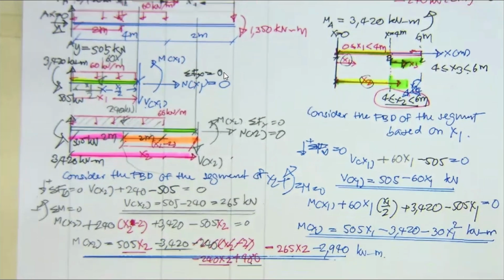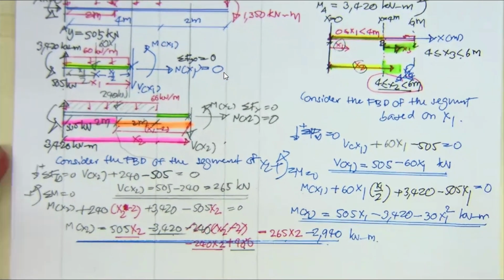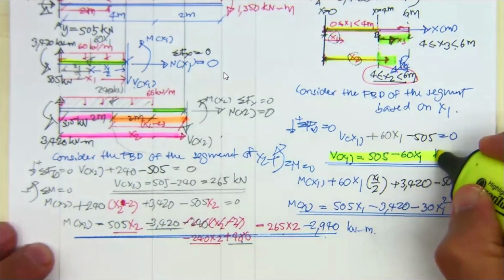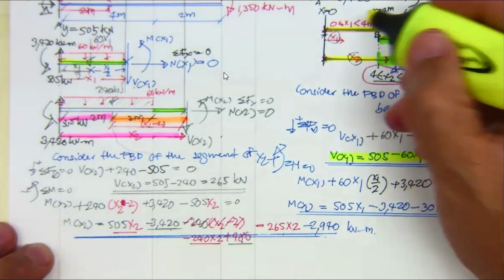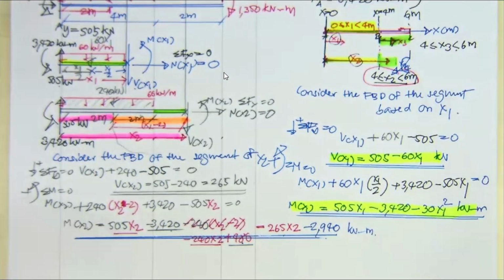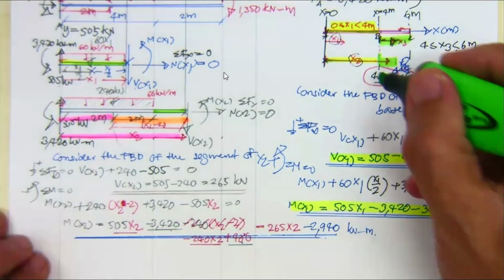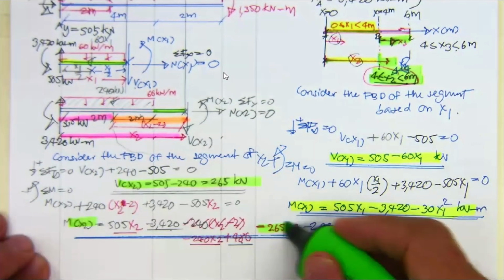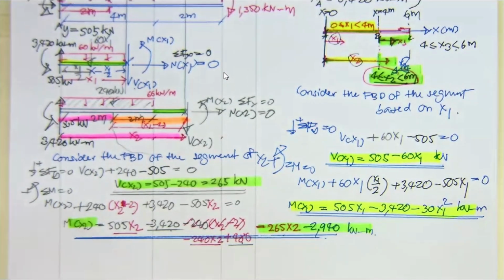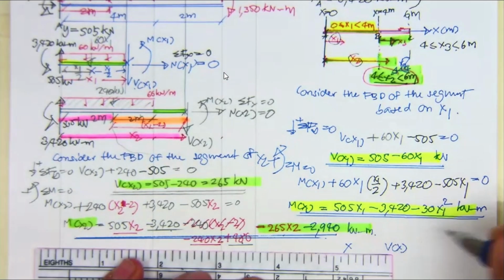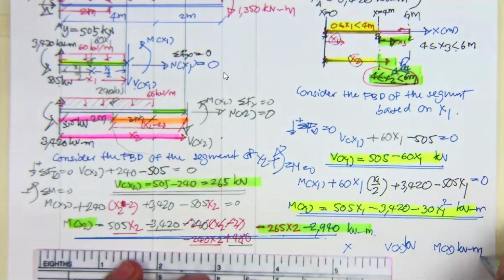Okay. Then after you get the equation, please understand it. This one is going to be for x1. This one is for x1. And again, this one is for x1. And for the x2, from 4 to 6, this one is for x2. This one is for x2. Now do the same thing: you got to put this one as M sub x in kilonewton meter.